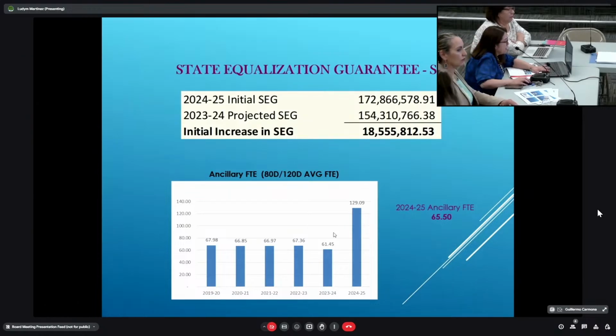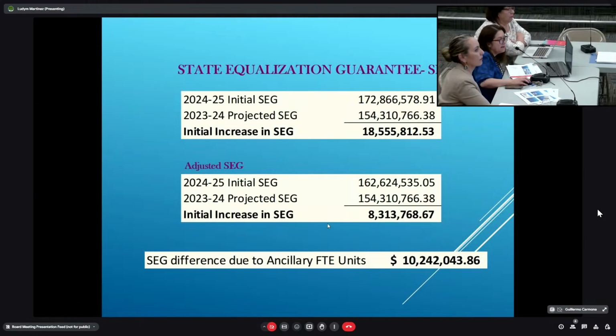So with that said, here is what happens to the SEG just based on those differences. As we said, if you budget the $172.8 million as compared to this year, it would be an overall increase of about $18.5 million. With that adjustment to the ancillary FTE, that number for the SEG would come down to $162.6 million, which is only an increase of about 8.3. So the SEG difference due to those ancillary FTE units, we're thinking is being overestimated by $10.2 million.